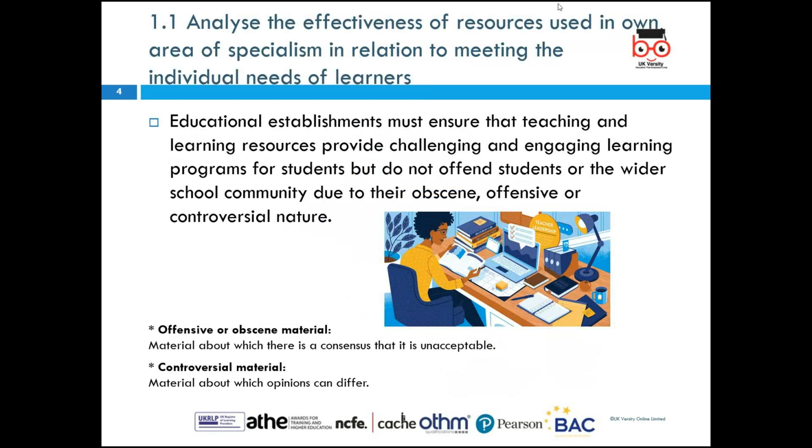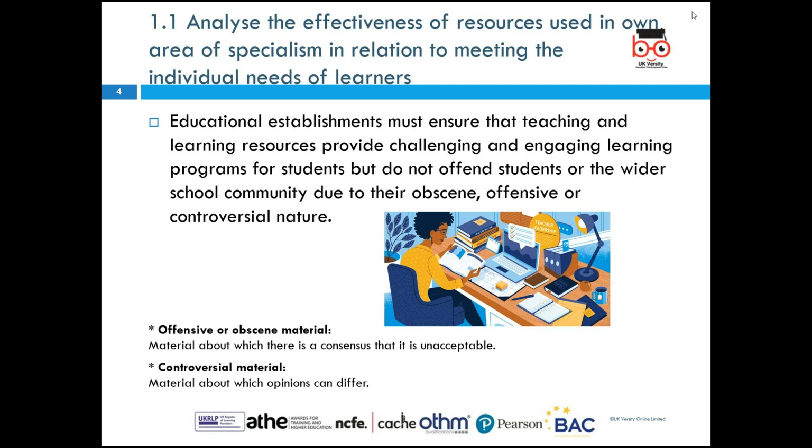So that was just an overview of what resources are. So 1.1 is to analyze the effectiveness of resources used in your own area of specialism in relation to meeting the individual needs of learners. They really like to make these questions long.